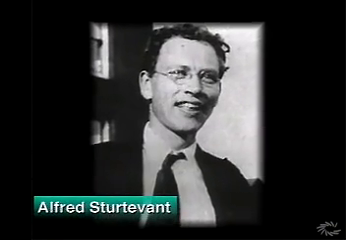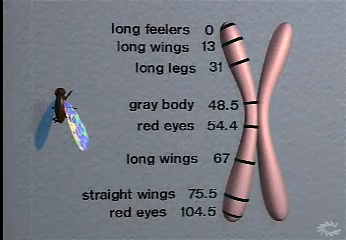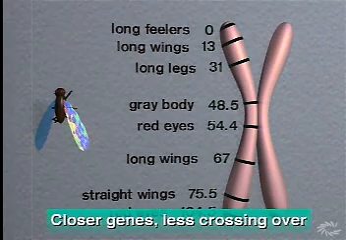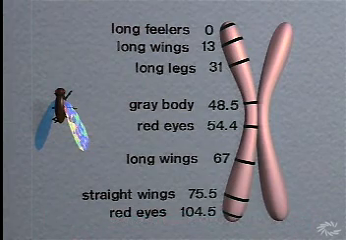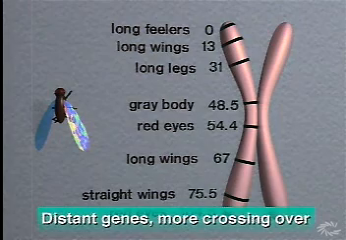Although Alfred Sturtevant was only 19 years old, he was one of Thomas Morgan's most promising assistants in the fly room. Sturtevant hypothesized that genes are located on chromosomes, much like beads on a string. The closer any two genes are on the same chromosome, the less likely they will be separated during crossing over. Conversely, the further apart two genes are, the more likely it is they'll cross over.